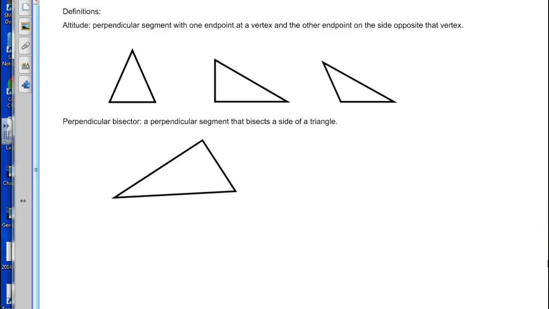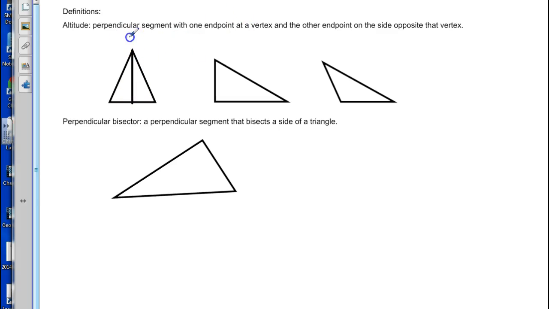So first, let's talk about a few definitions here. Definition of altitude: a perpendicular segment with one end point at a vertex and the other end point on the side that's opposite of that vertex. So altitude here is going to be perpendicular to the base, or the opposite side of that vertex.